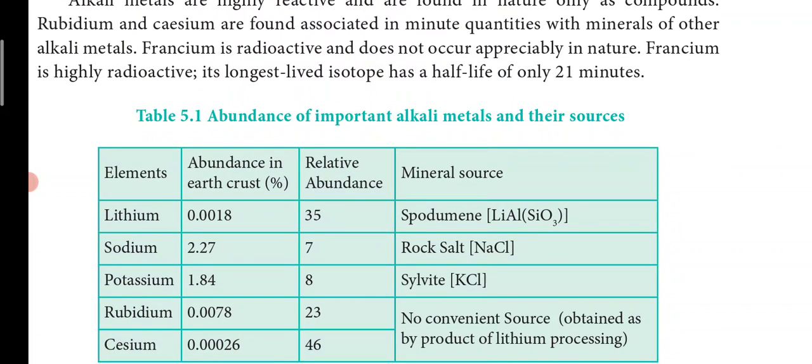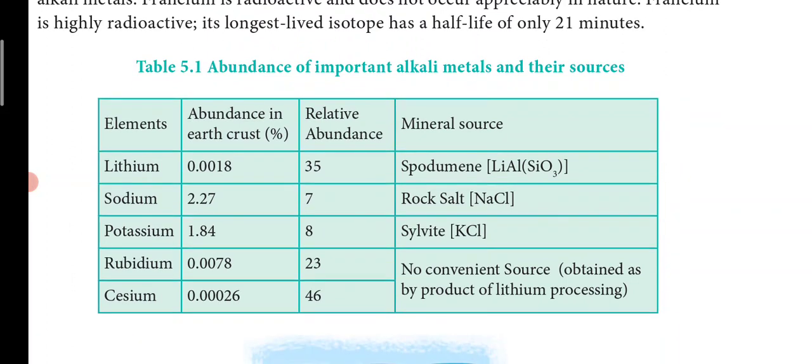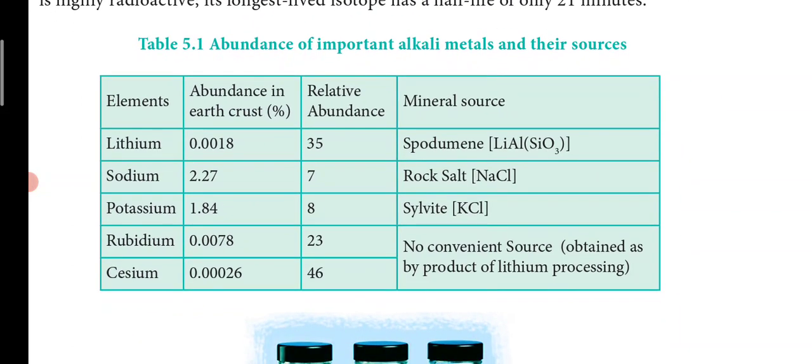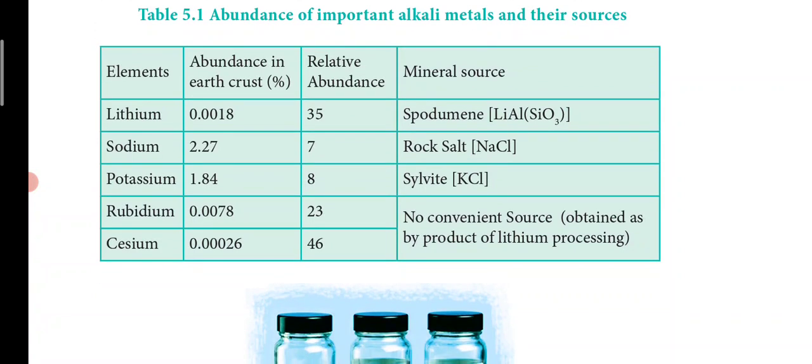Abundance of important alkali metals and their sources. So how abundant means how much it is present in Earth's crust. Lithium is 0.0018%, relative abundance is 35, mineral source is spodumene. Sodium is 2.27, its mineral source is rock salt.